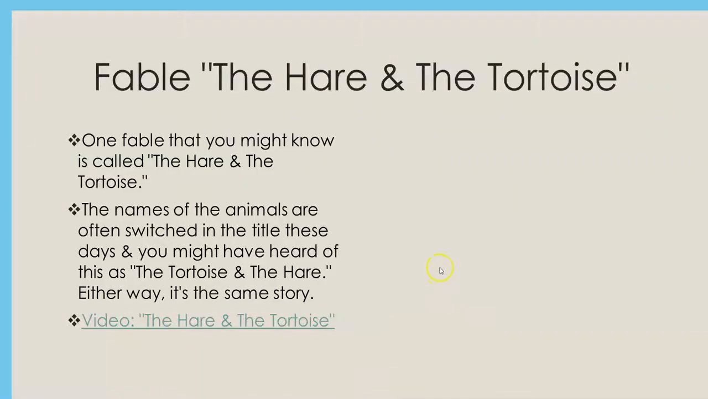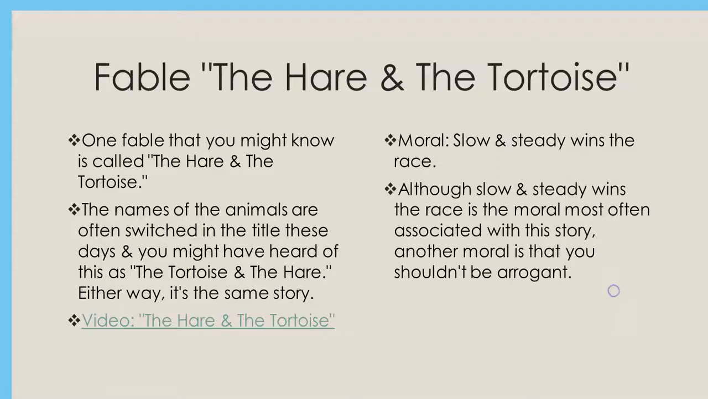Okay, so, like I said, you might have recognized that story, maybe not, but in case you haven't heard this before and haven't heard the moral, let's discuss it. And there's actually 2 morals that can be associated with this story. First one, as you'll see there in the end, is slow and steady wins the race. Although this is the moral most often associated with it, another moral that you can associate with the story of the hare and the tortoise, or the tortoise and the hare, is that you shouldn't be arrogant.